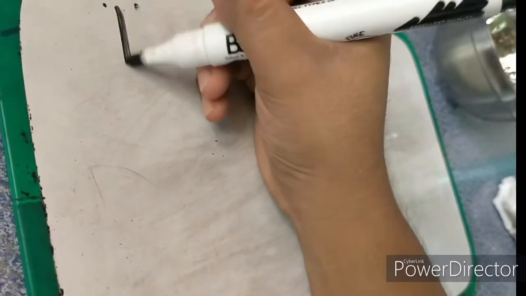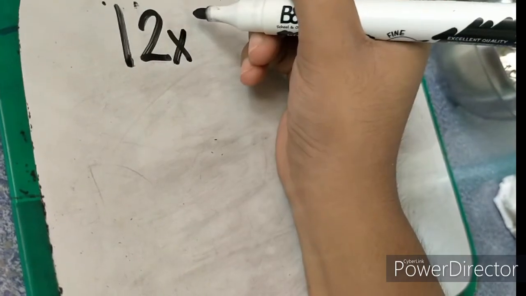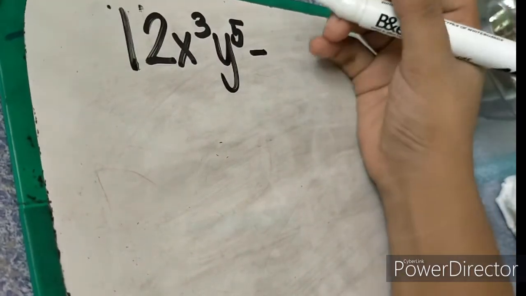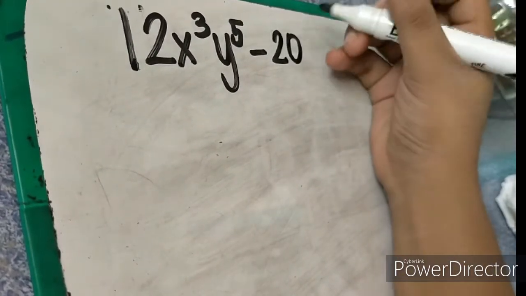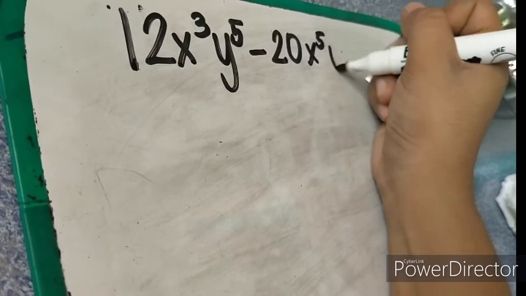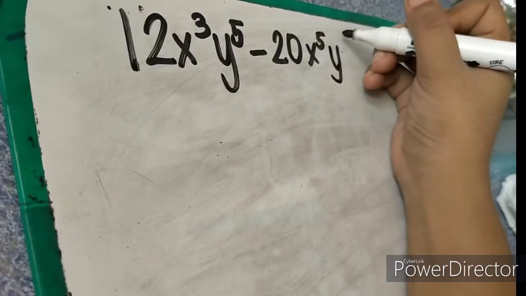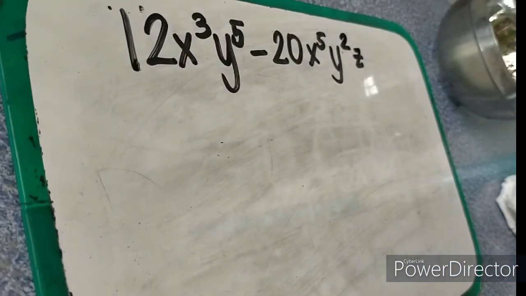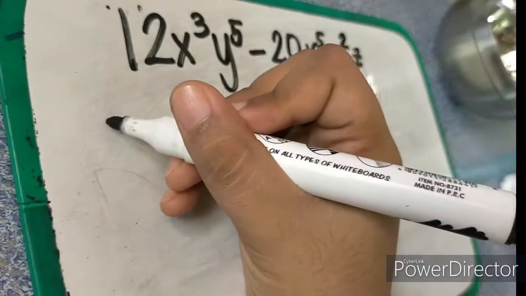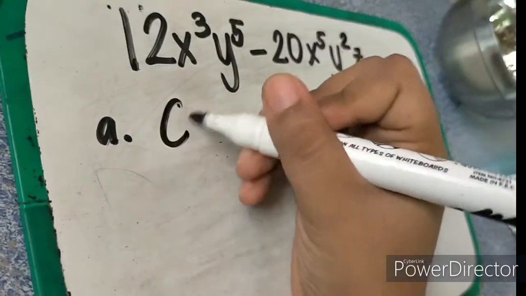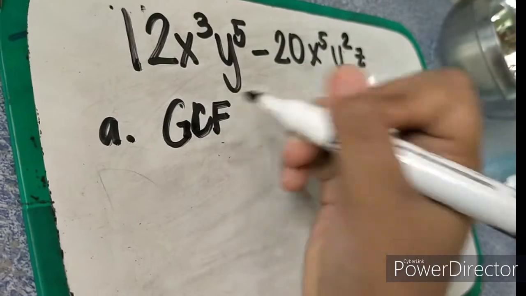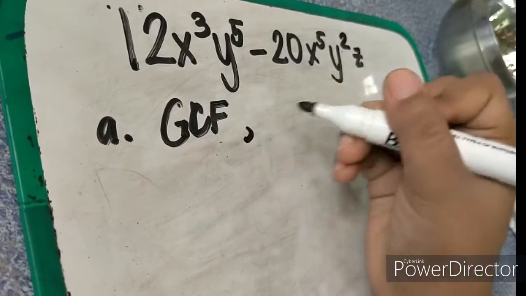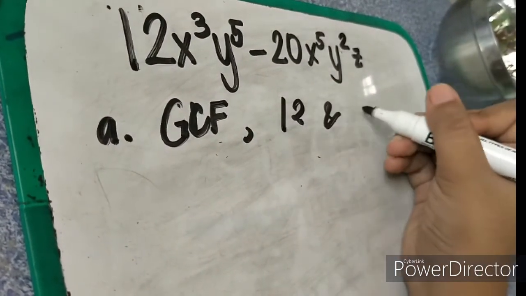So, let's try to factor 12x cubed y raised to 5 minus or subtract 20x raised to 5 y squared z. First step first. First step is to find the GCF, greatest common factor, of the whole number or the coefficient 12 and 20.